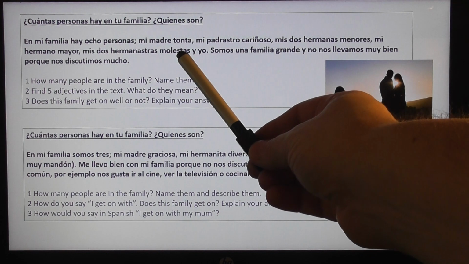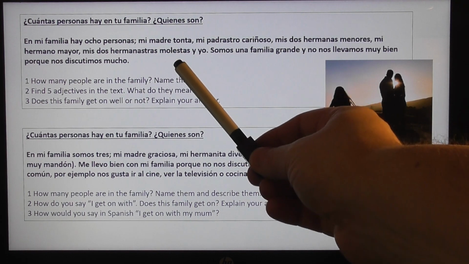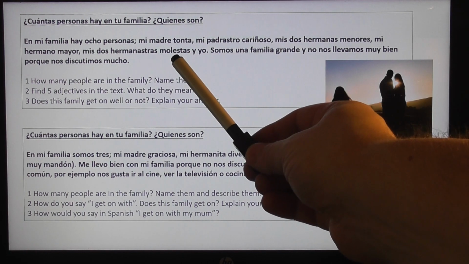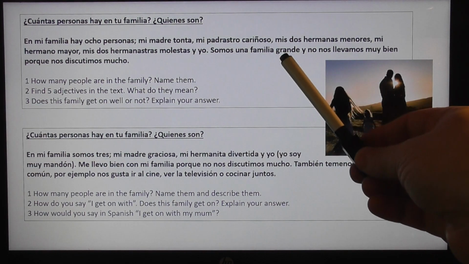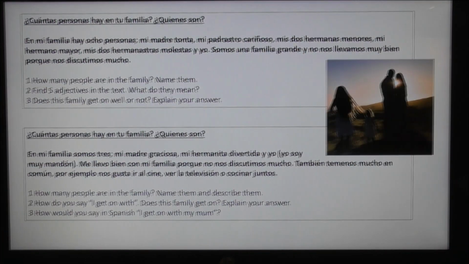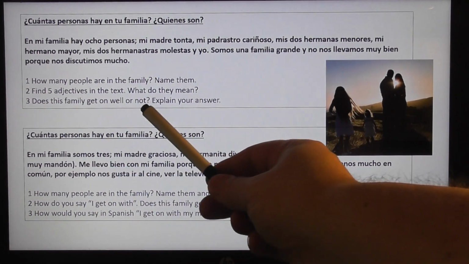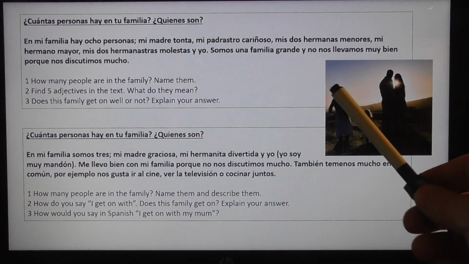Stepsisters are molestas, which means annoying, by the way. It doesn't mean anything but annoying, okay? We've got the word grande for big as well. Does the family get on well or not? And explain your answer. Well, we're going to come across this expression shortly.